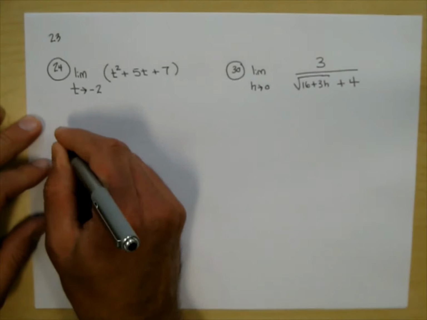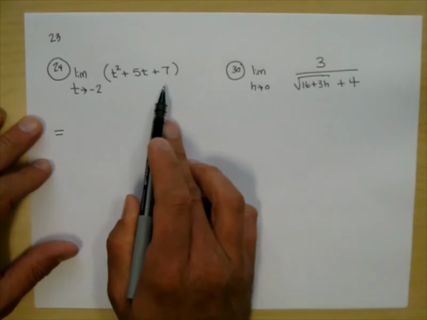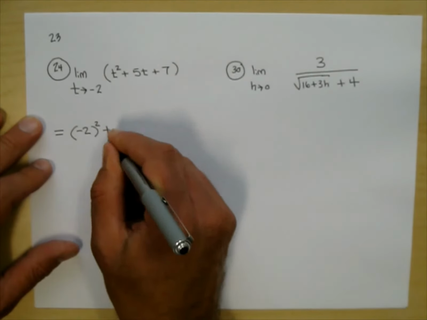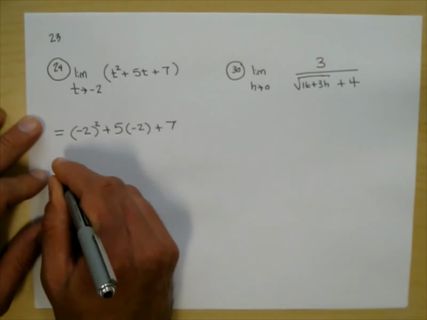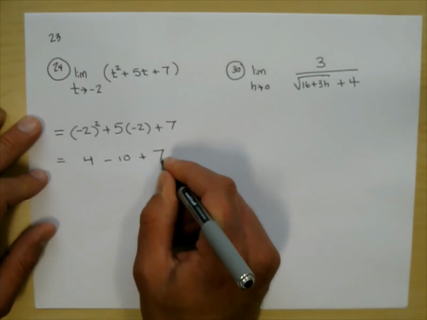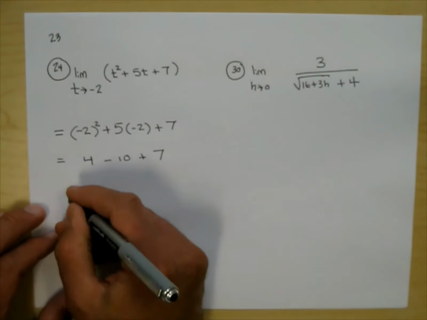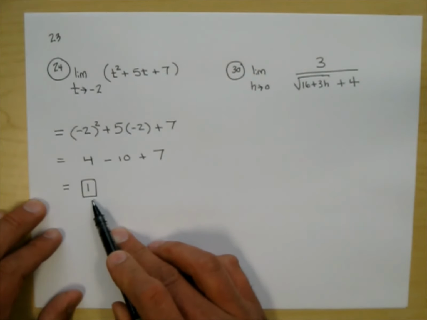Okay, so hopefully you got the answer. The limit as t approaches negative 2, so I'm going to just plug negative 2 in there and hope nothing bad happens. I get negative 2 squared plus 5 times negative 2 plus 7. So this is 4 minus 10 plus 7. And so what am I getting for this? I have an 11 minus 10. This gives me 1. So the limit for this guy is 1.